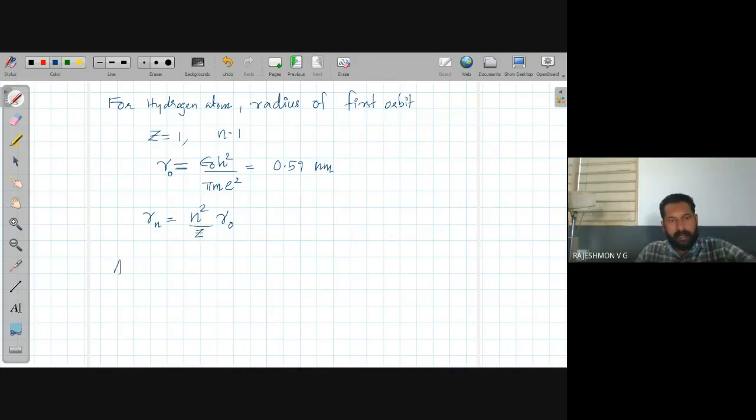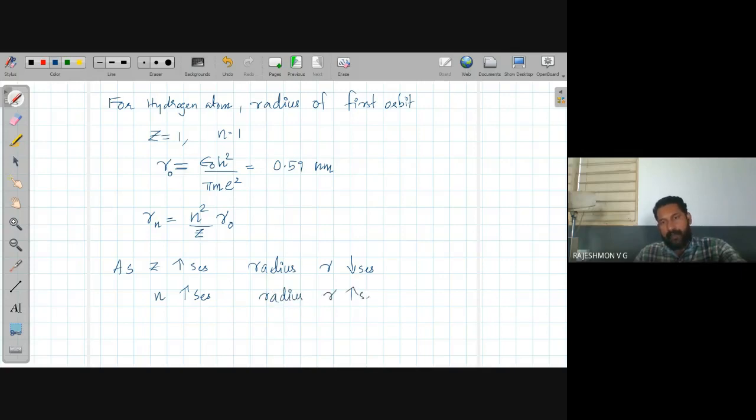So from here I can say two things. As Z increases, that is, as you move from hydrogen to sodium to uranium, as the Z value increases, the radius of the orbit decreases, because as the number of protons in the nucleus increases, there is a huge force of attraction on the electron, so the radius of the orbit will be small. Now as n increases, radius of course will increase.